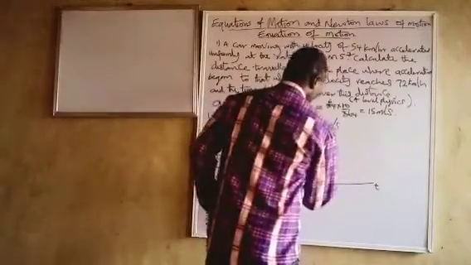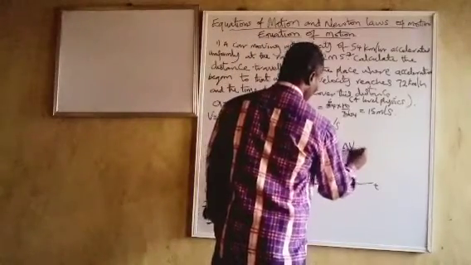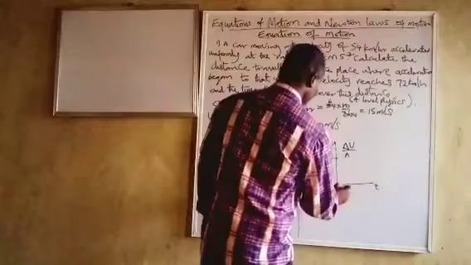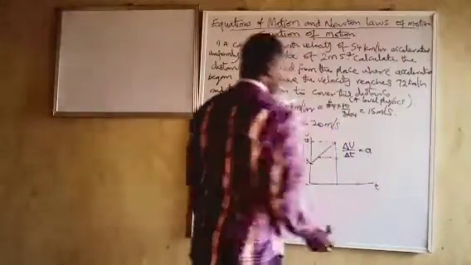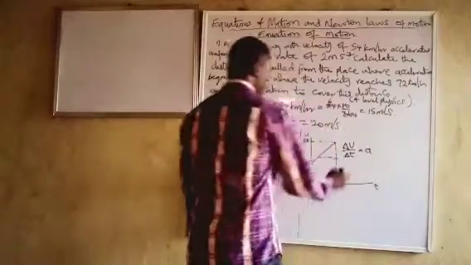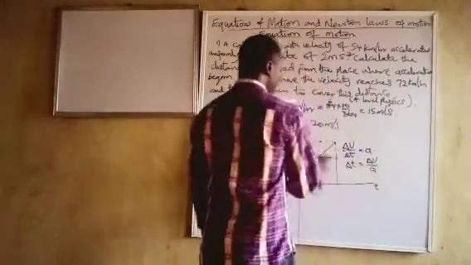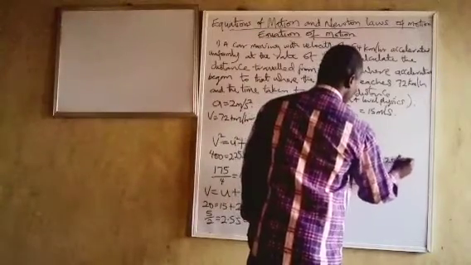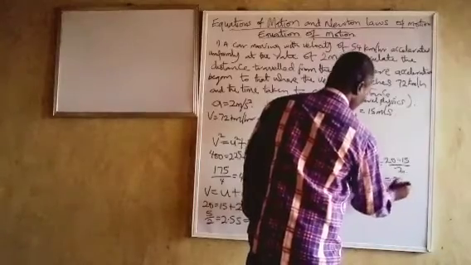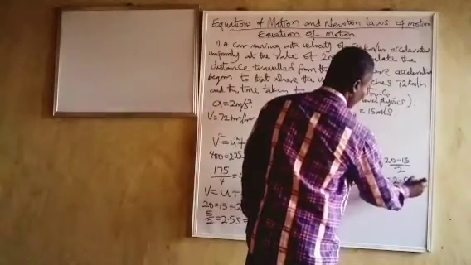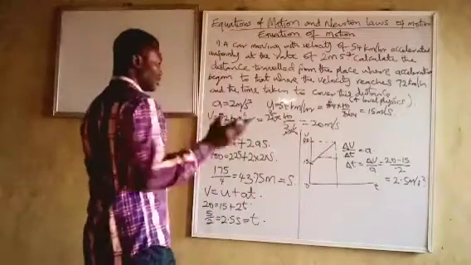So what does that mean? If you want to find the gradient here, delta v over delta t is equal to a. So our delta t now, you can get it. Delta t is equal to delta v over a. What is delta v? 20 minus 15. What is our a? 2. Which is equal to 2.5 seconds. Can you see? The graph will give you, just know what you are looking for.